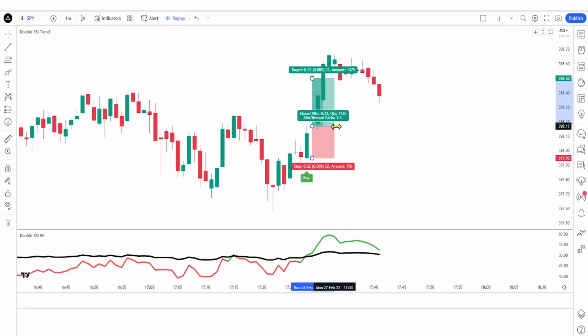We have hit our take profit target and made yet another profitable trade. Let's search for one last trade.